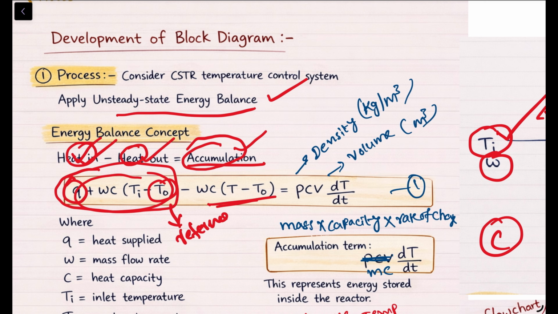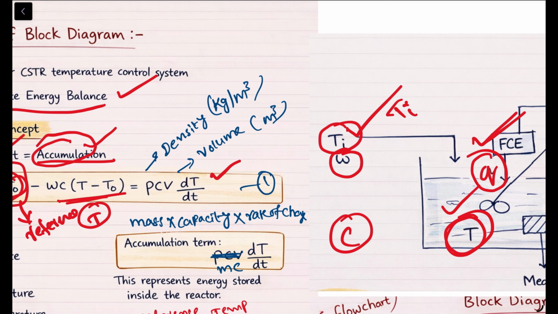So what is heat leaving? The outlet stream leaves the reactor at temperature T, right? So the heat carried away by its outlet stream is WC into (T minus T0). Okay, that's the heat out. Then we have heat accumulation. So now let us consider the heat accumulation in this reactor.